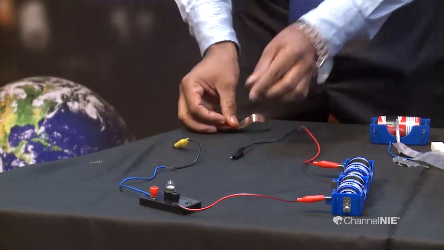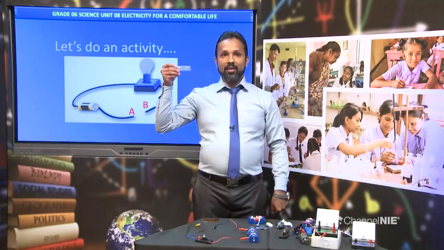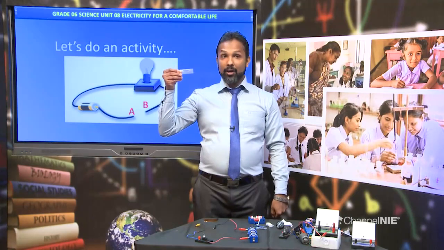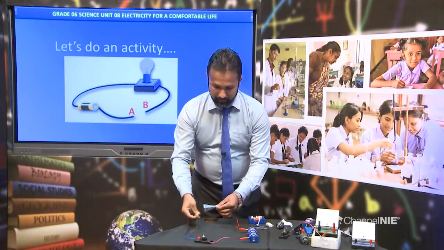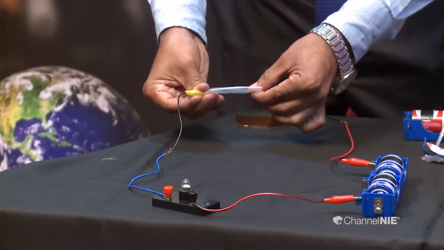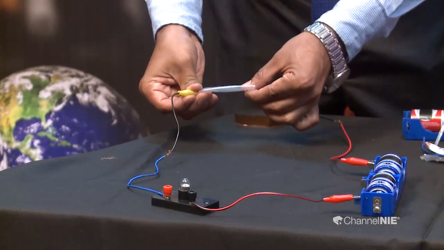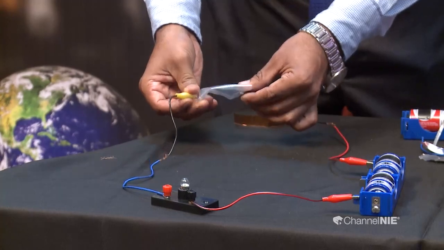Now I am going to keep a piece of polythene here. This is a piece of polythene. I am going to keep this piece of polythene between A and B. What can you observe? Does the bulb glow? No, there is no glow of the bulb. That means current does not flow through the circuit.